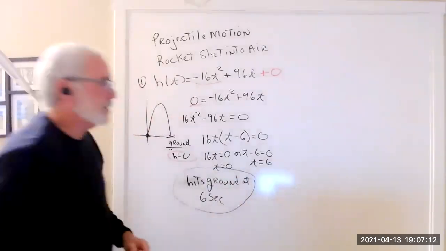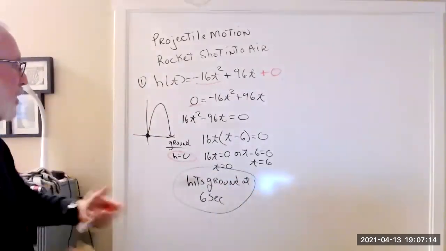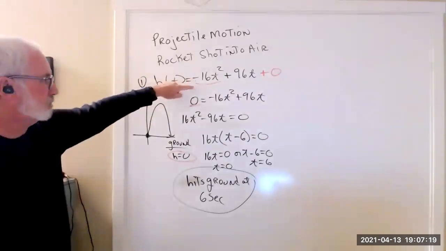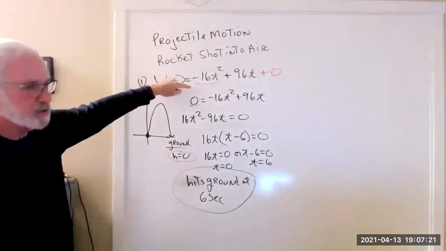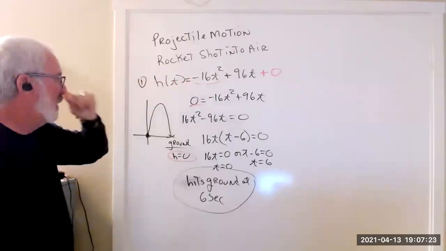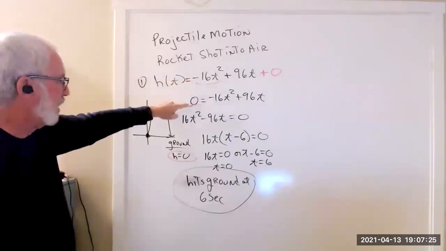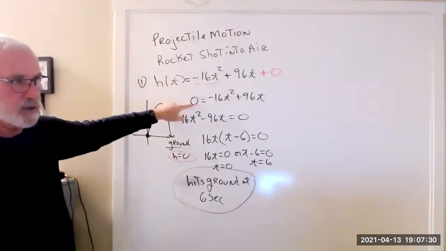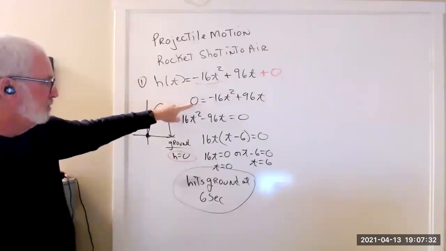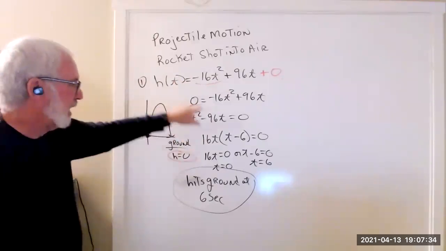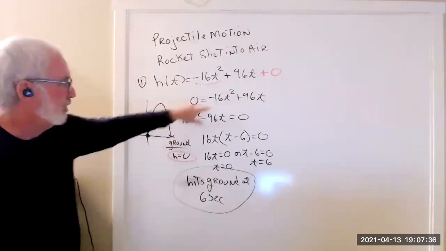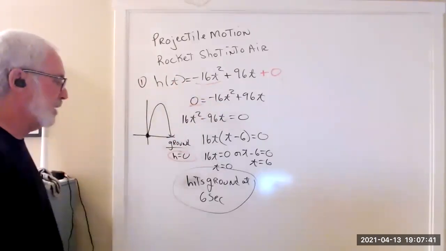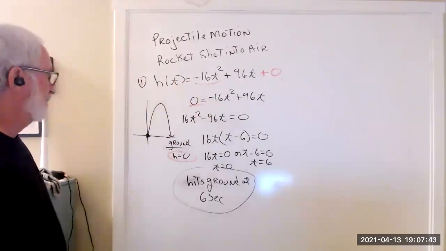Now, that's a really basic problem. I gave you this formula. The next one's a little trickier, but I gave you the formula. I said, when does it hit the ground? Ground means the height is 0. Then I just used my algebra to solve this because it was quadratic, power of 2. I could factor or use the quadratic formula or something.